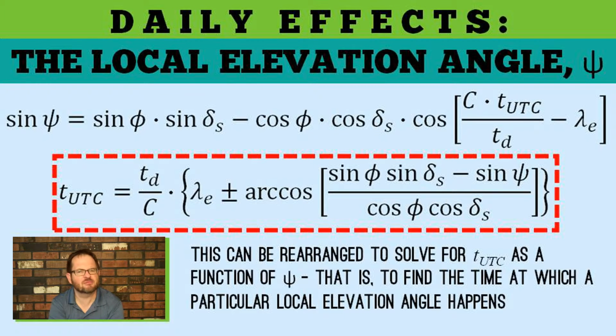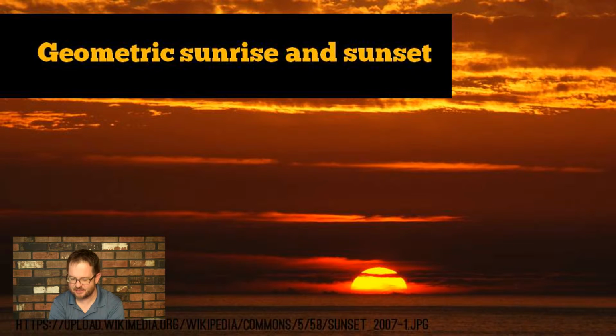Well, it actually turns out to be a little bit more complicated than that, because there are lots of different ways to define sunrise and sunset. For example, there's geometric sunrise and sunset. Geometric sunrise and sunset is when the center of the sun just breaks the horizon. Okay, there already is half of the disk of the sun above the horizon, or already half of the disk below the horizon, depending on how you want to think about it.